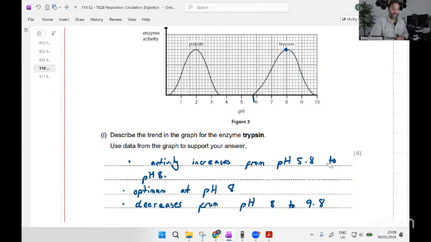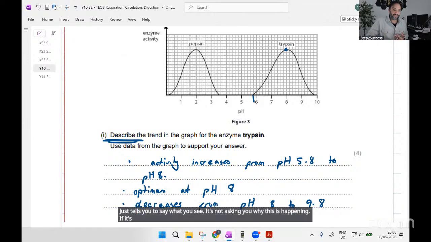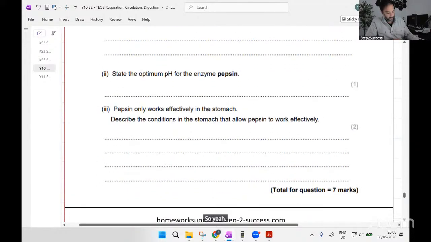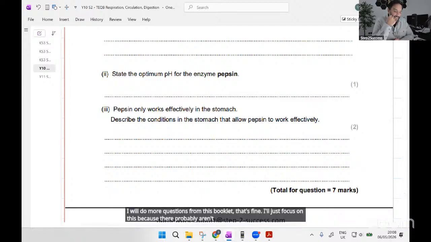And for those of you that have important exams coming up, a describe question just tells you to say what you see. It's not asking you why this is happening. If it said explain, then you need to explain why it is happening. So yeah, I will do more questions from this booklet. It's fine. I'll just focus on this because there probably aren't any other questions, at least at the moment.